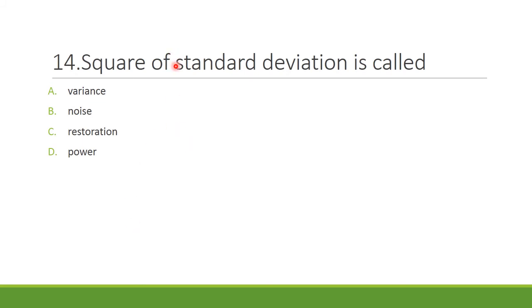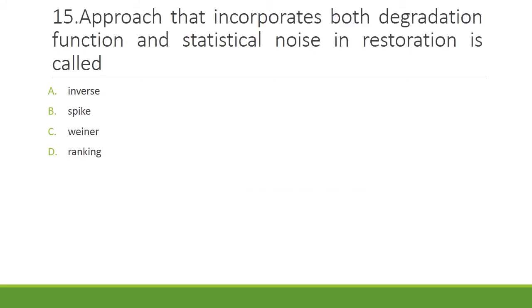Next question. Square of standard deviation is called. Already we know this. Square of standard deviation is nothing but variance. So option A is the right answer. Next question. Approach that incorporates both degradation function and statistical noise in restoration is called Weiner. Therefore option C is the right answer.